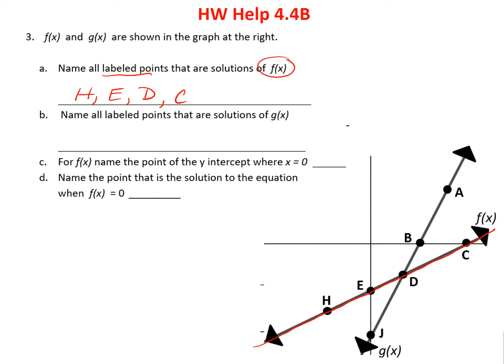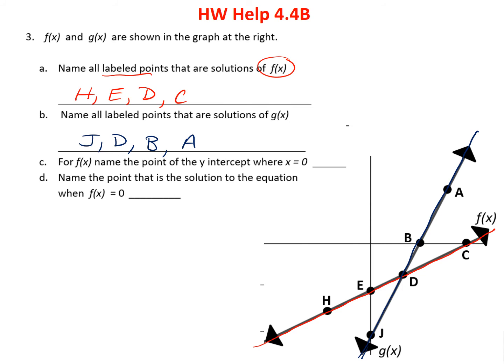Now, what are all the labeled points for g of x? I'm going to label g of x with the blue. And notice those points are going to be, starting at the bottom, J, D, B, and A.